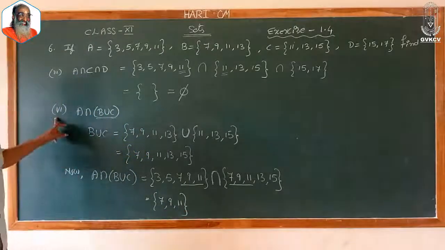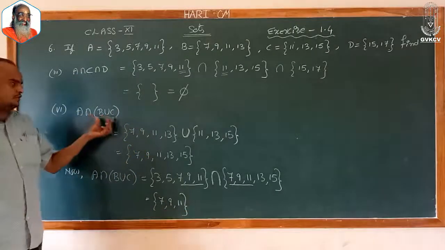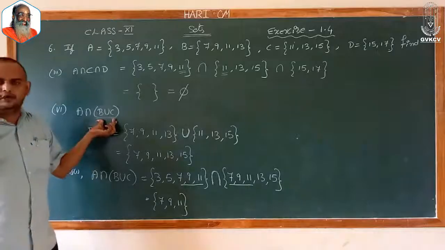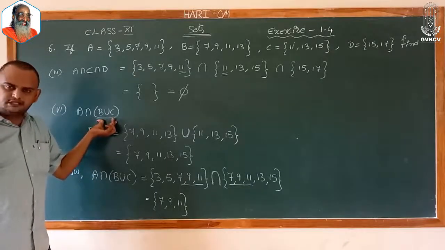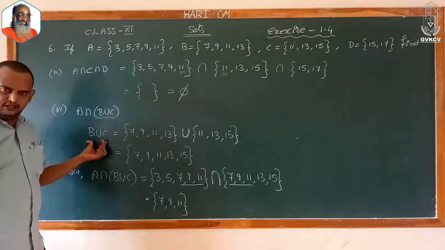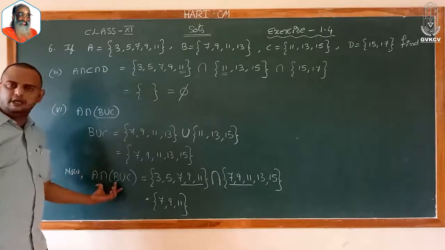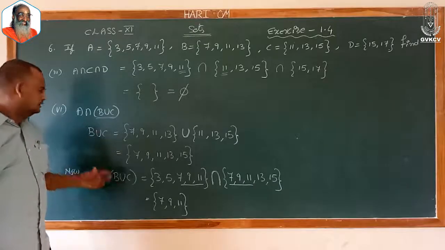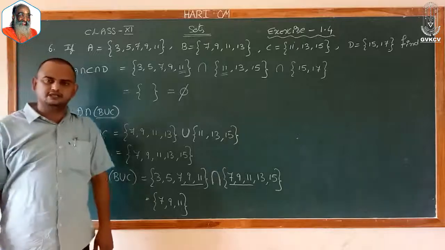This is about problem number 6. First we should give priority to brackets. What is there within the brackets? B union C. Let us find B union C, then we can perform the intersection operation. This is about problem number 6.